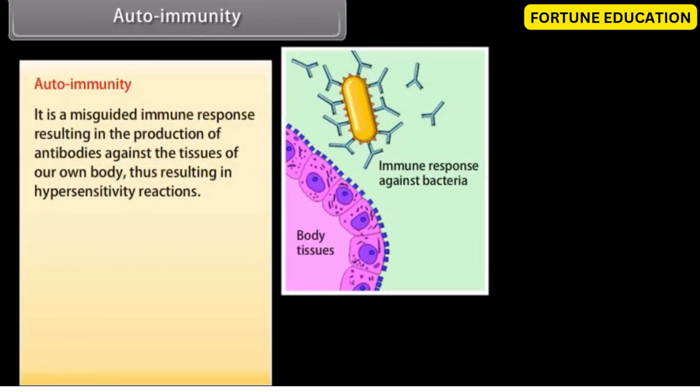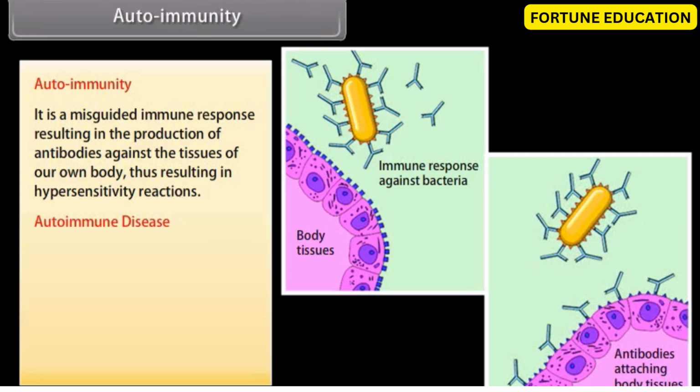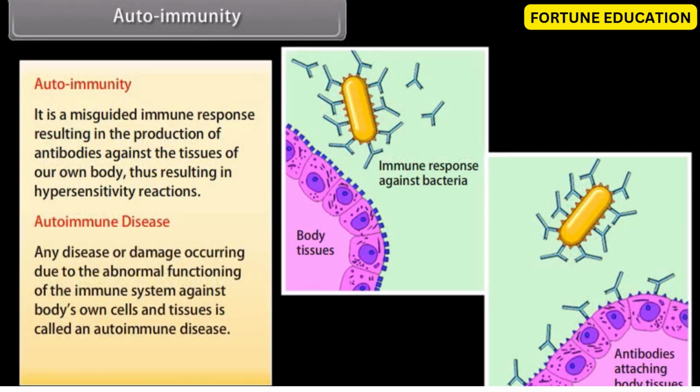Autoimmunity. It is a misguided immune response resulting in the production of antibodies against the tissues of our own body, thus resulting in hypersensitivity reactions. Autoimmune disease: any disease or damage occurring due to the abnormal functioning of the immune system against the body's own cells and tissues is called an autoimmune disease. For example, rheumatoid arthritis.